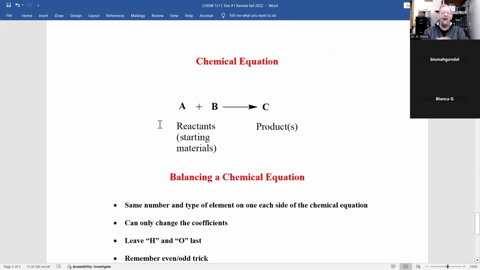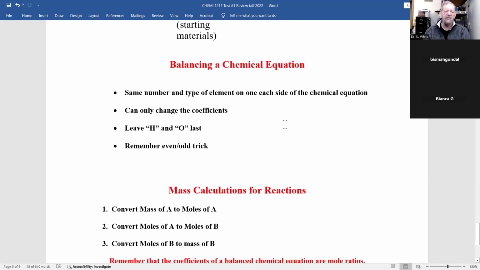Now, next thing I talked about was the chemical equation. And you should know that everything on the left are called the reactants. And sometimes during the semester, since I worked in the chemical industry for many decades, we also call them starting materials. At the head of the arrow on the right, we have the product or products. So A and B are the reactants in this chemical equation. C is the product. Sometimes you have more than one product.